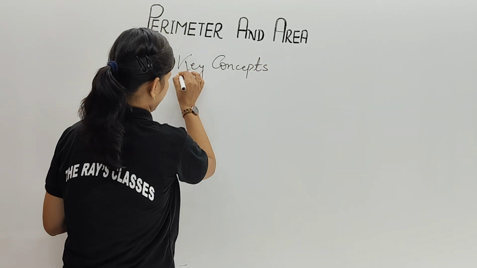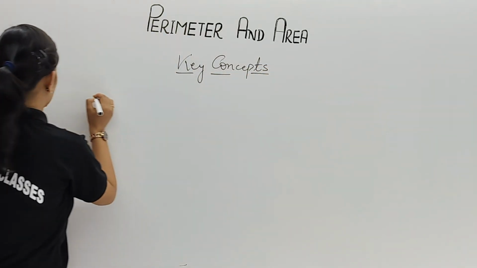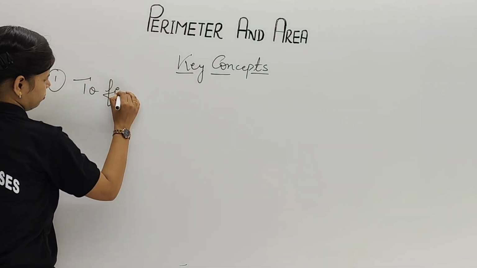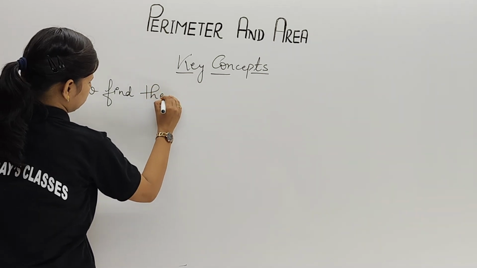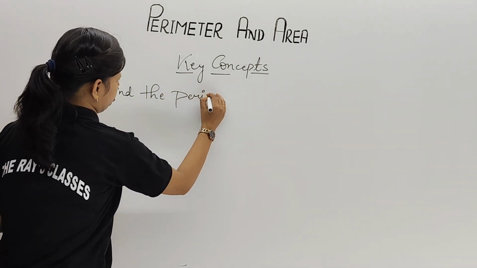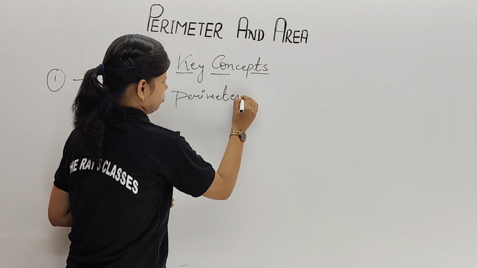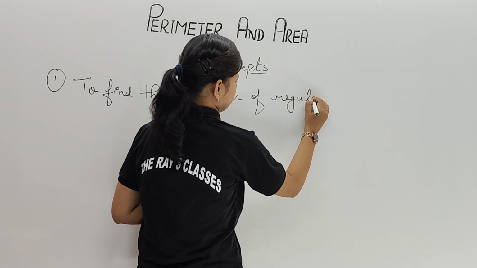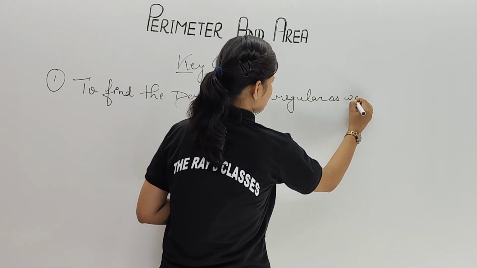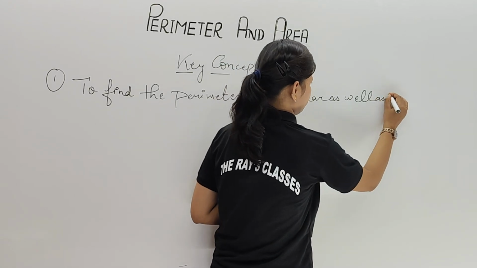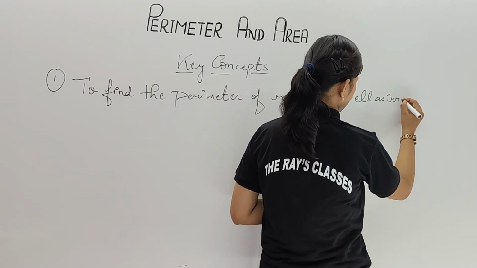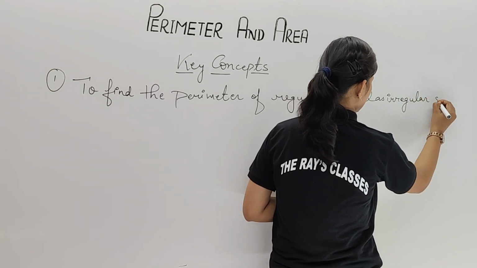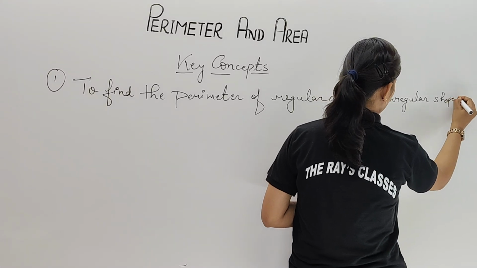Key concepts. First is to find the perimeter of regular as well as irregular shapes. We have two types of shape, and I'll explain the difference between regular and irregular shapes. So we can find the perimeter of regular as well as irregular shapes.